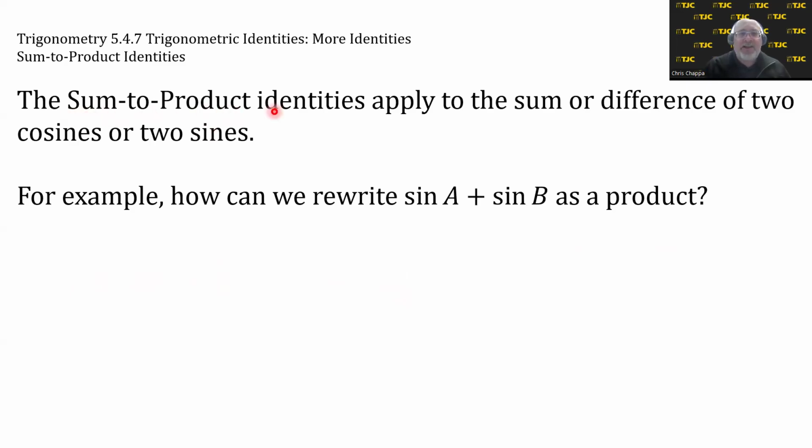The sum to product identities apply to the sum or difference of two cosines or two sines. So cosine plus cosine, cosine minus cosine, sine plus sine, or sine minus sine. For example, how can we rewrite sine of A plus sine of B as a product?